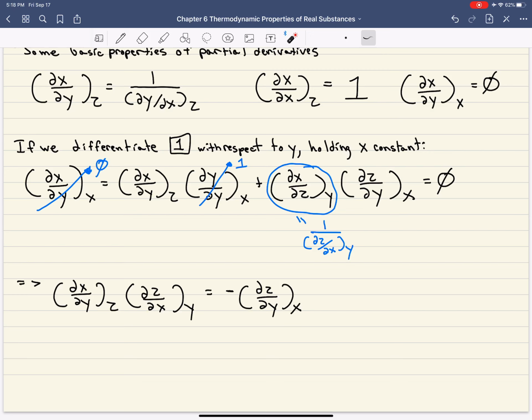And yeah, so that's essentially what we have. And so this identity that we have here, you could play around with it some more to rewrite it. But essentially what we have here is the triple product rule. Okay. So this is just another identity of partial derivatives.